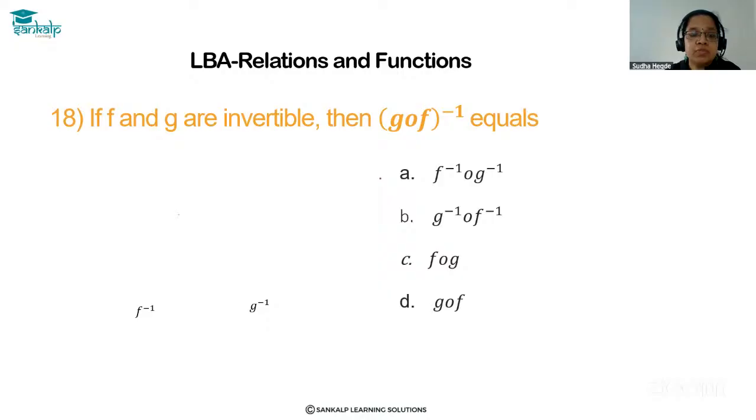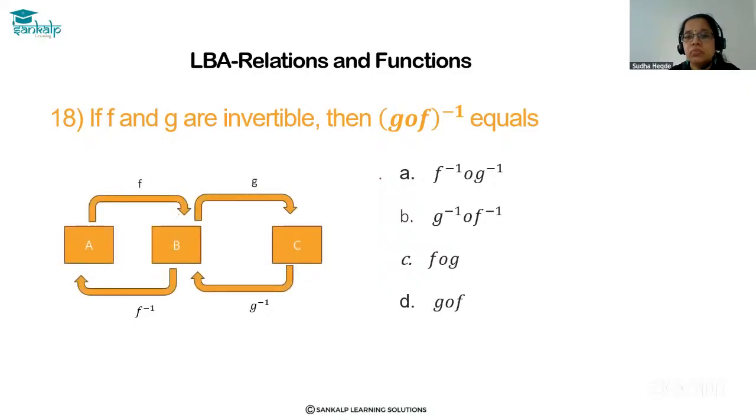Hi students, let us take the question. If f and g are invertible, then (g composition f) inverse equals to, you need to check A, f inverse composition g inverse, g inverse composition f inverse, f composition g, g composition f. Actually, proof is not there in your syllabus, and this result you can use.